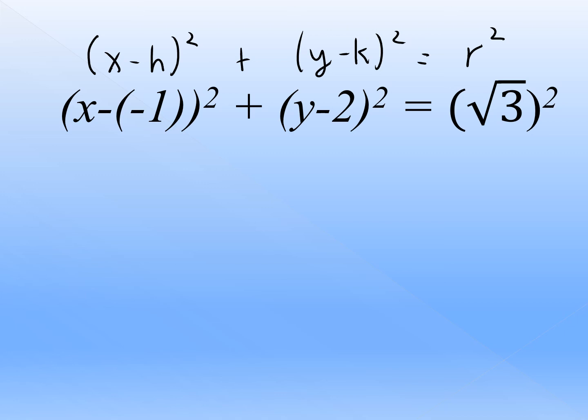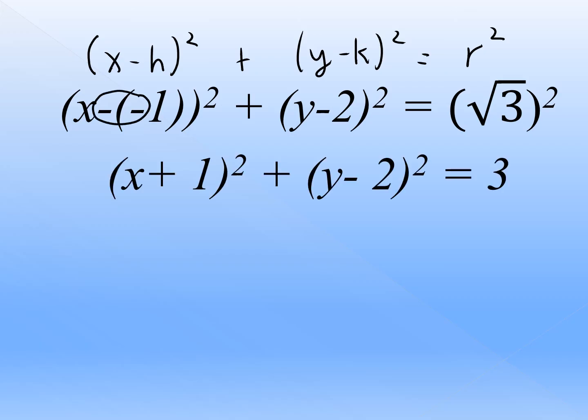Simplifying this one, negative times negative, we have positive. So we have (x plus 1) squared plus (y minus 2) squared. We just simply bring down this one. And then we're going to simplify the square root of 3 quantity squared. Again, I just discussed this. We're going to cancel the squared and the square root. That's the reason why we have 3. Okay, so we have now the standard form of the equation of a circle.